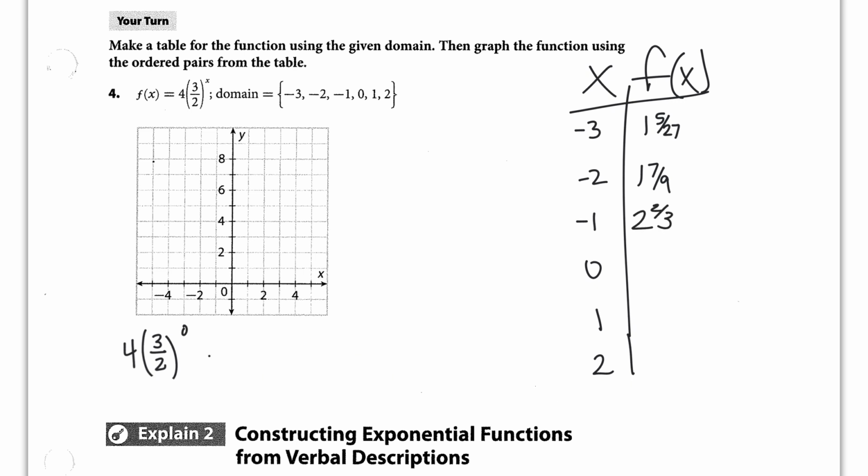Now to the 0. Anything to the 0 is 1. 4 times 1 is just 4. Then we're going to put the exponent of 1 in. That leaves us with 3/2. 4 times 3 is 12. 12/2 is 6.